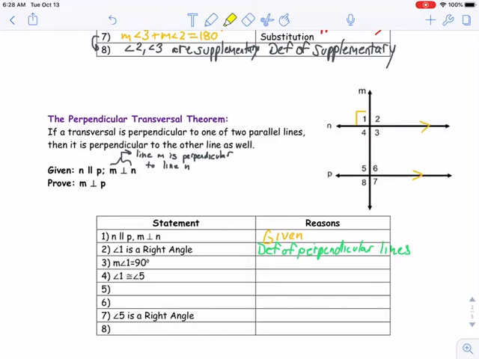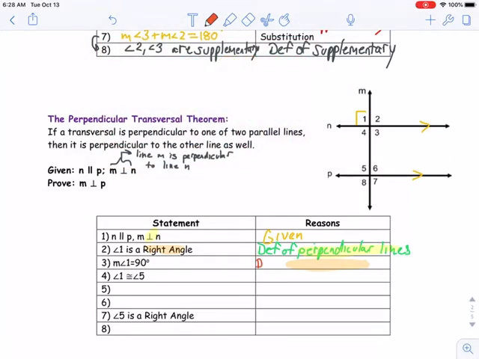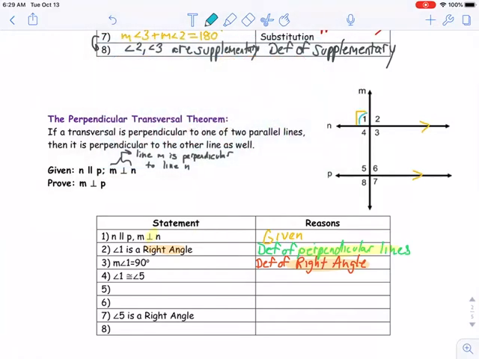So basically, emphasizing some stuff, we have buzzwords. We have perpendicular lines, so we're going to talk about it. Similarly, in this next one, we have right angle, so we're going to talk about it. What do I mean by that? How do we know the measure of angle 1 is 90 degrees? Well, it's just definition of right angle. If it's a right angle, its measure is going to be 90 degrees by definition. All right, now, how are angle 1 and angle 5 congruent? Well, again, it's just corresponding angles postulate.